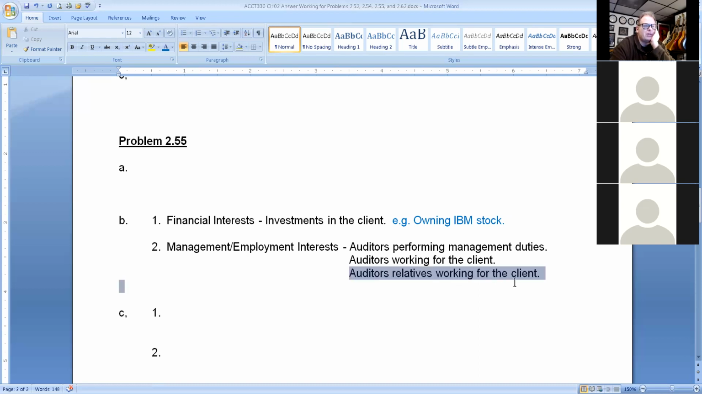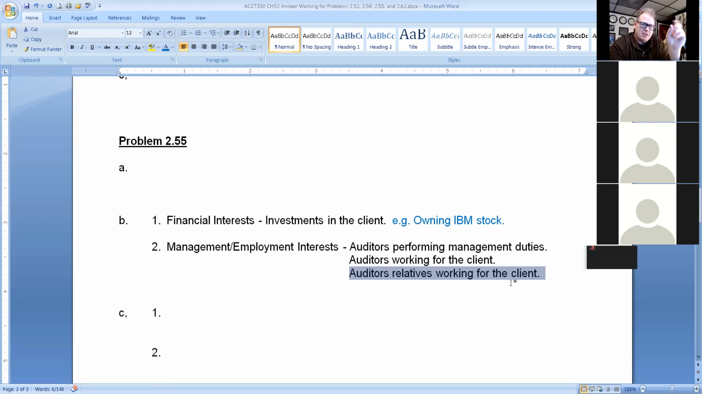And for this one, you generally look for people who are in key positions. You're talking about a key position, for instance, somebody who can have an influence over the financial statements. Okay, I have a spouse who's a director of something at IBM. No, I can't do the audit. I have a nephew who's working on the loading docks at IBM. Well, they probably can't influence the audit.